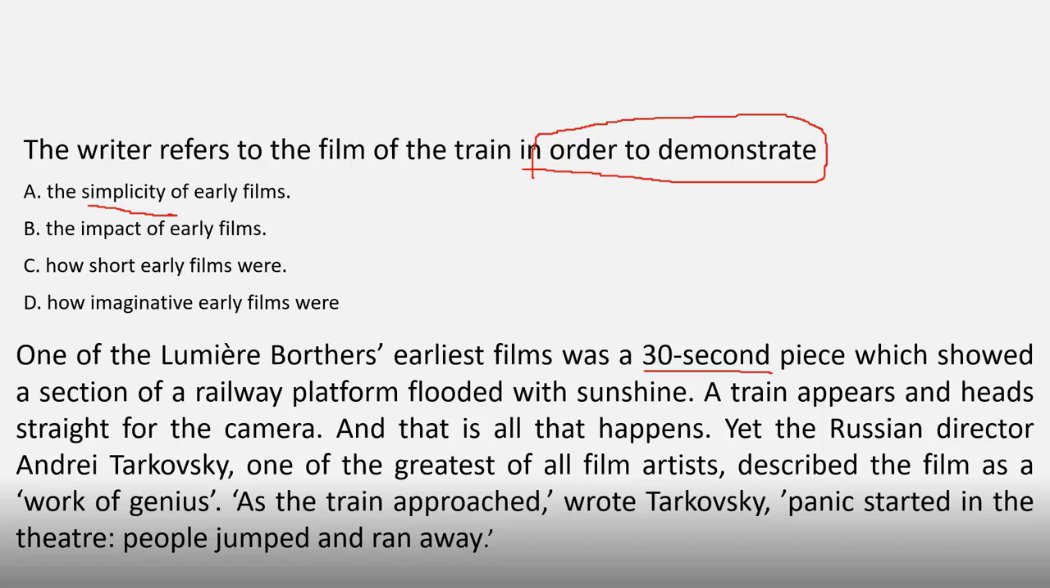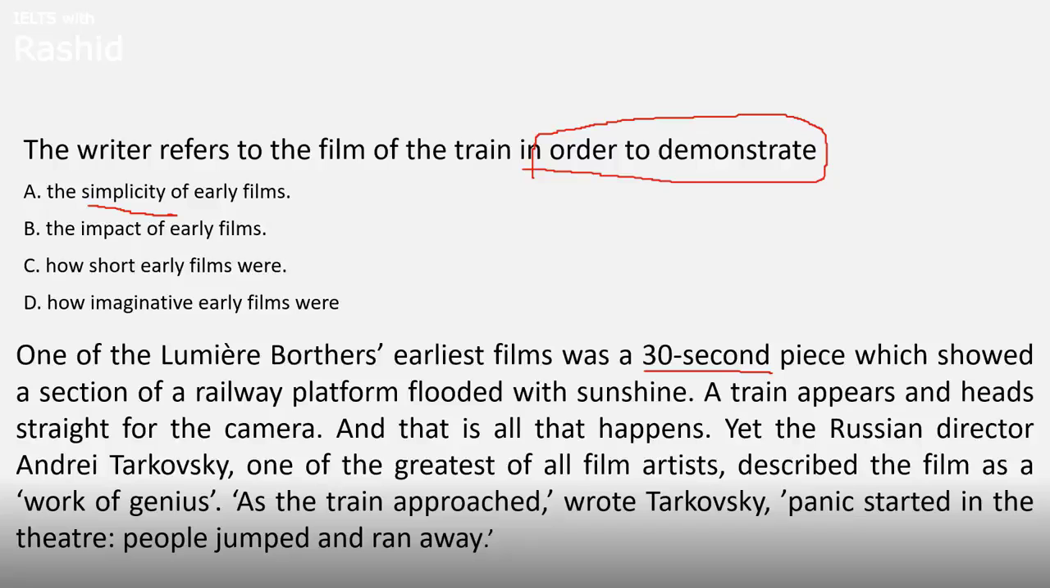But read the question statement very carefully. This is not the correct answer. Let's move to the option C now. It says how short early films were. And this also seems true, as the film was of only 30 seconds. But this is not the correct answer too. So why are these both answers incorrect, although they clearly appear in the passage and they look like answers? It is because they are not relevant to the question statement.